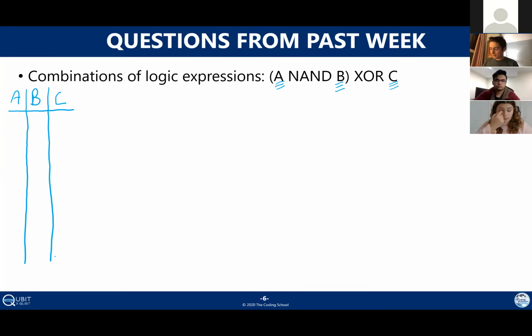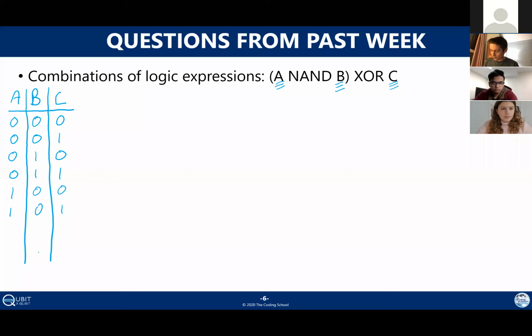Now I'm just going to fill in every possible combination of these 3 binary bits. And if you notice, what I'm actually doing here is counting up in binary. No worries if you can't immediately see that. It works to fill this out in any order you like, as long as you hit every combination of 0s and 1s exactly once.